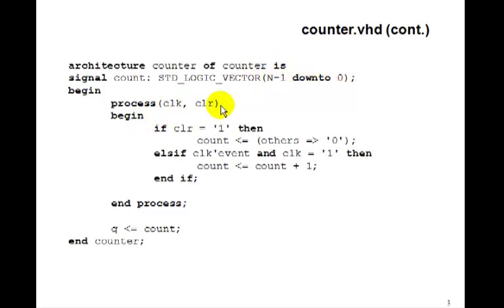Process clock and clear. If clear equals 1, we want to set all the bits of count to 0. We don't know how many there are, so we put others go to 0. Remember, this sets all the bits in count to 0. Else on the rising edge of the clock, count just gets count plus 1. And then we set Q to count.